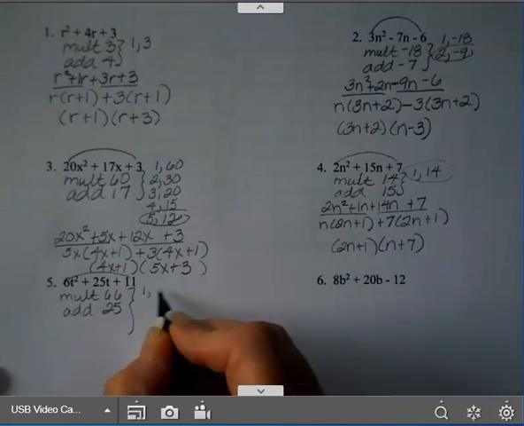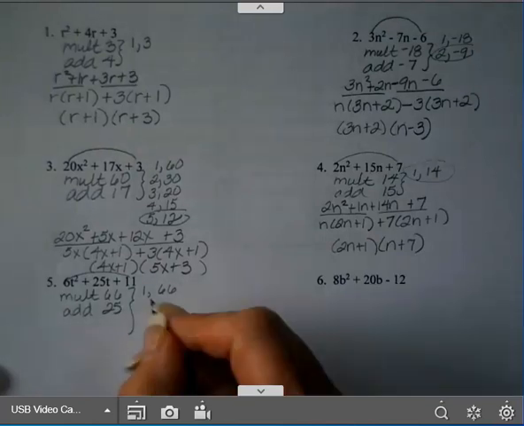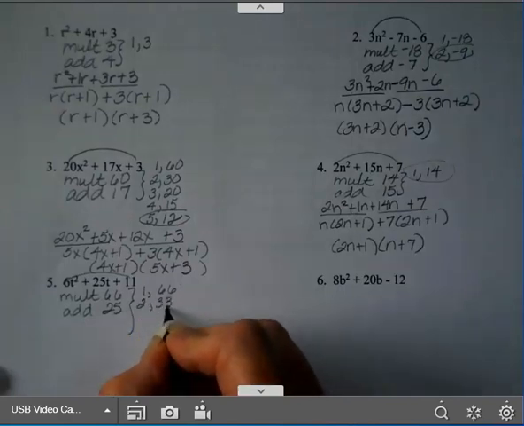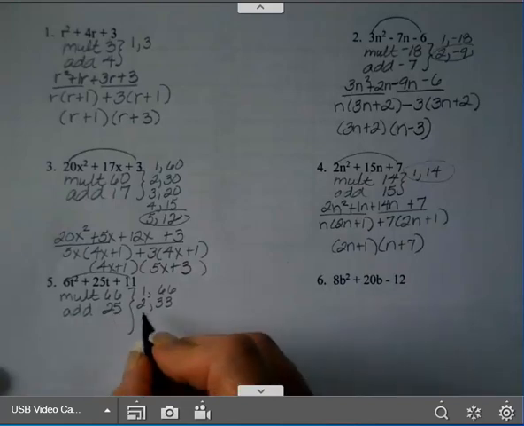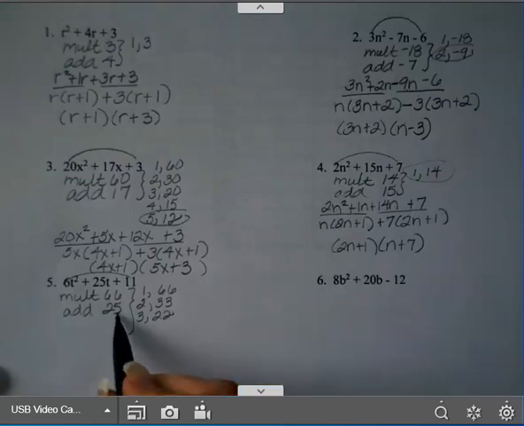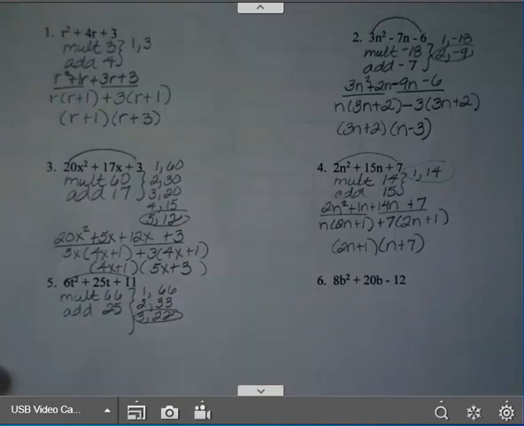Start with 1. So 1 and 66 has to multiply to a positive and add to a positive, so both numbers are positive. That 1 and 66 add to 67, not 25, so keep going. 2 and 33. Those add to 35. That's not going to work. So then I have 3 and 22. There I go. Those add to 25. So that's the pair I need. So I can stop. I don't have to keep finding numbers once I find my pair.